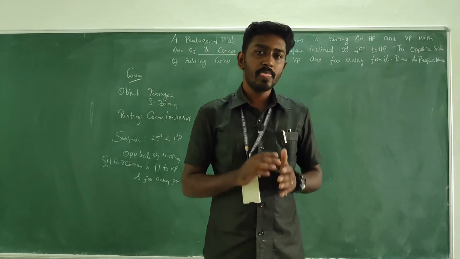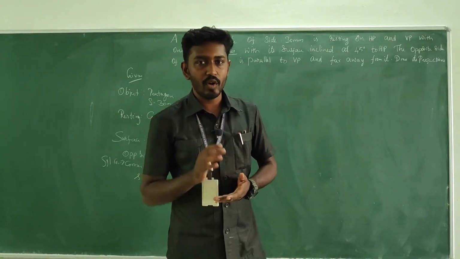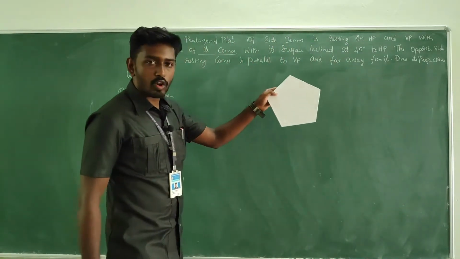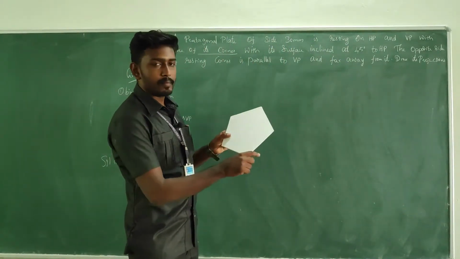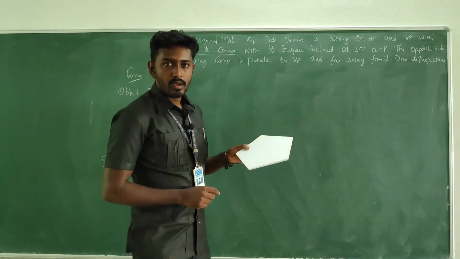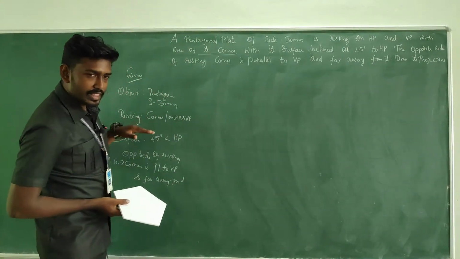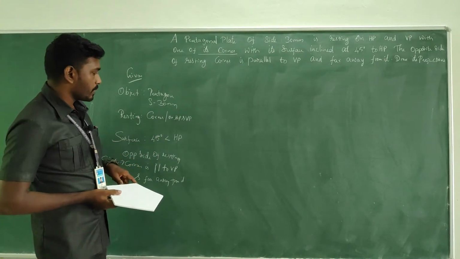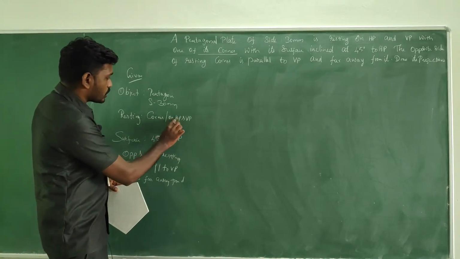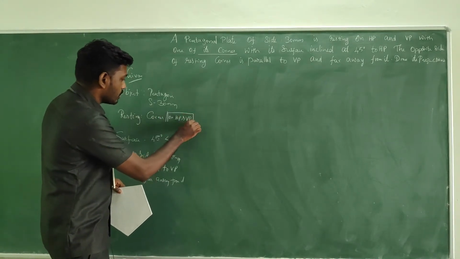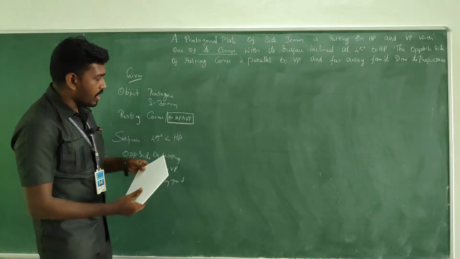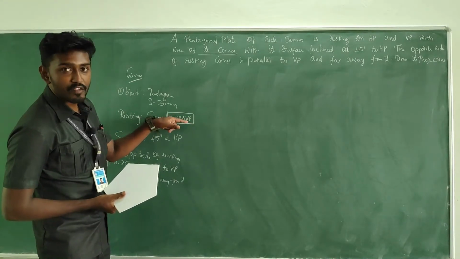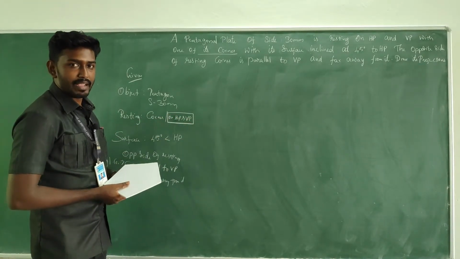For this we are going to form the profile of the final front view and final top view. So, the position concern: this is our object, a pentagon with a side of 30 mm. It is resting with this corner and the surface is making an inclination with the HP. If you look at the question clearly, it is resting with the corner on HP as well as on VP, in both the planes.